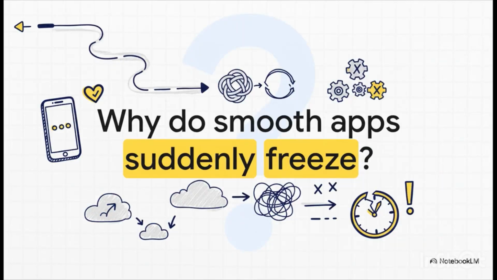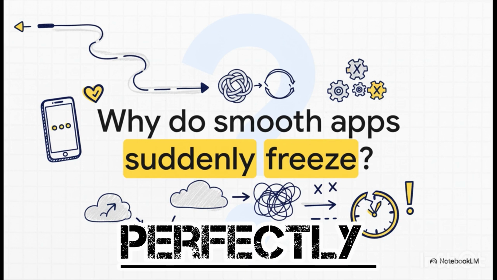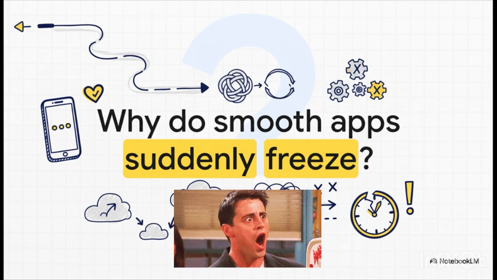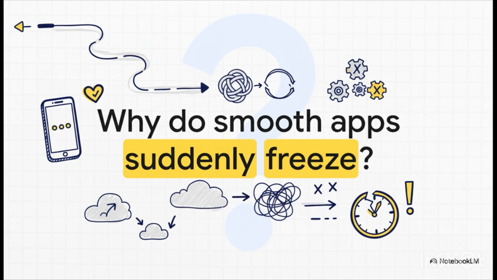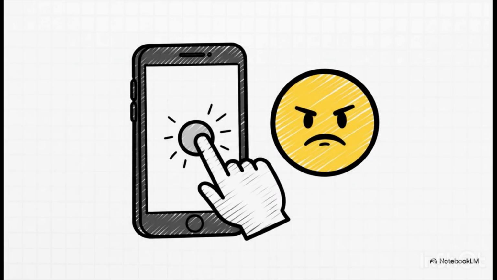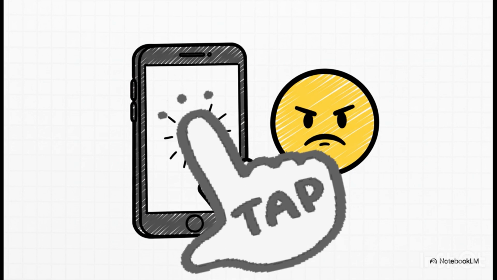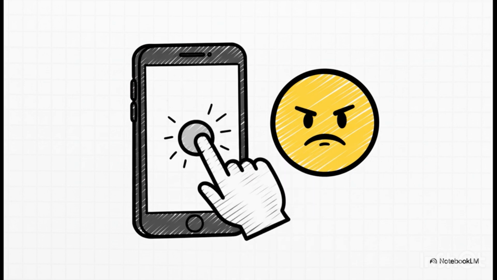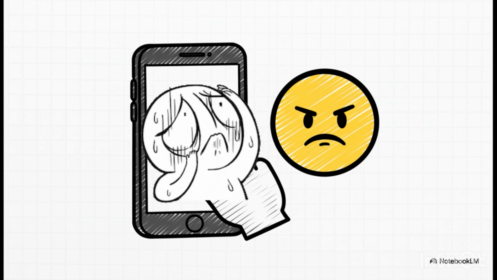You've been there. I know you have. You've built this gorgeous, fluid app. The animations are slick, everything's working perfectly, and then boom, out of nowhere, it just hangs. So what is actually going on under the hood when a fantastic user experience just grinds to a halt? Users are tapping, they're clicking, but nothing. The whole interface just ignores them. And let's be honest, that is probably one of the most frustrating things a user can experience.